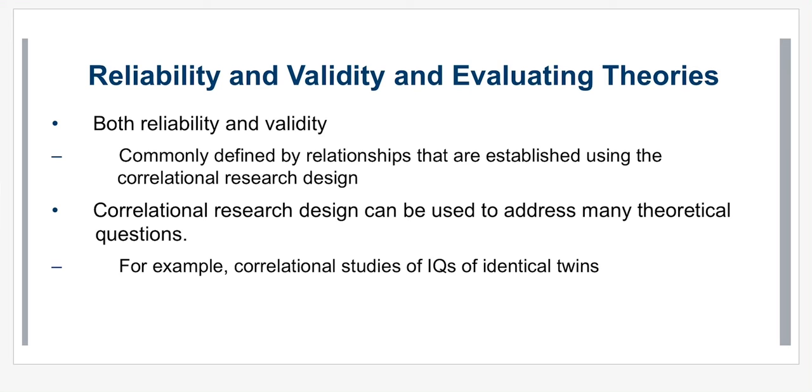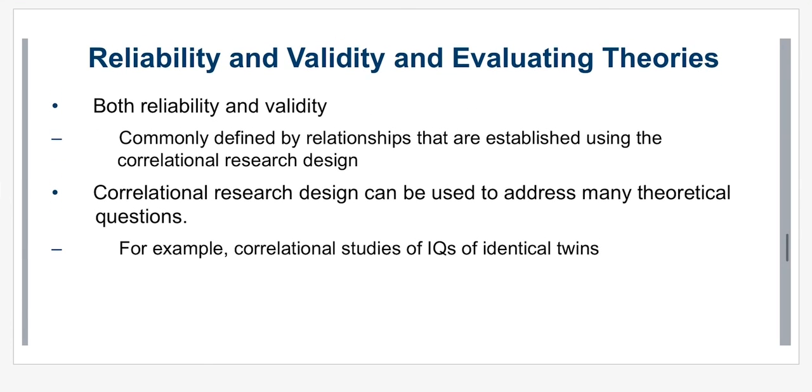Now, this second point down here is talking about evaluating theories. So there are lots of theoretical questions out there that correlations can be used to address, especially if, again, you're just looking to describe a relationship that may or may not exist. A common example is correlational studies of the IQs of identical twins, because a lot of people want to know if IQ or intelligence is nature or nurture. Is it genetic, or is it largely dependent upon your environment?